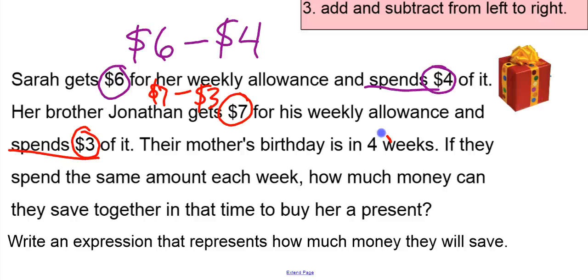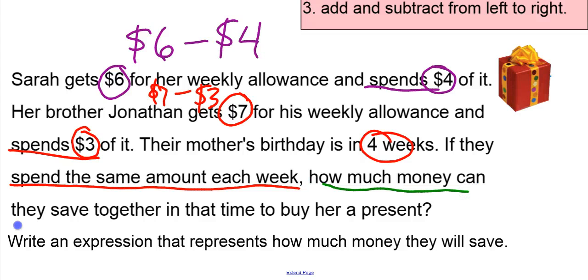Their mother's birthday is in 4 weeks. So if they spend the same amount each week, how much money can they save together in that time to buy her a present? So we are trying to ultimately solve for this part of the problem. This is our question: how much money can they save together in that time to buy her a present? And our directions ask us to write a numerical expression that represents how much money they will save. Let's work on grouping this information together so that we can solve.